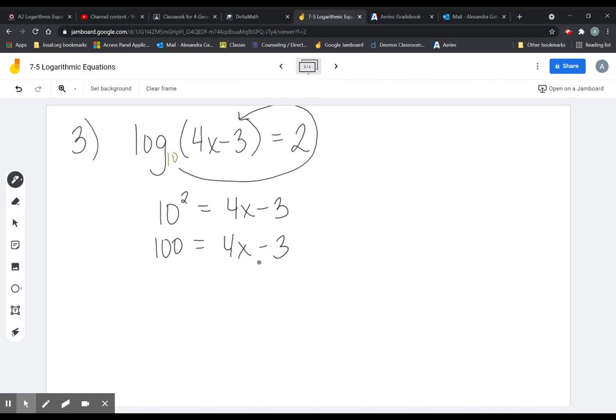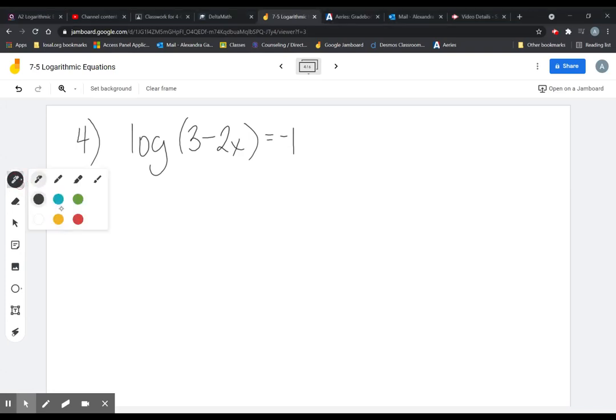Pretty straightforward. Add 3 to both sides. 103, make sure I add 3, and then divide by 4. So it's 103 over 4. You can write that as a decimal. Just make sure whatever decimal place they ask for, be careful to round appropriately. I kind of like just leaving it like this for now, because we don't have specifics on rounding.